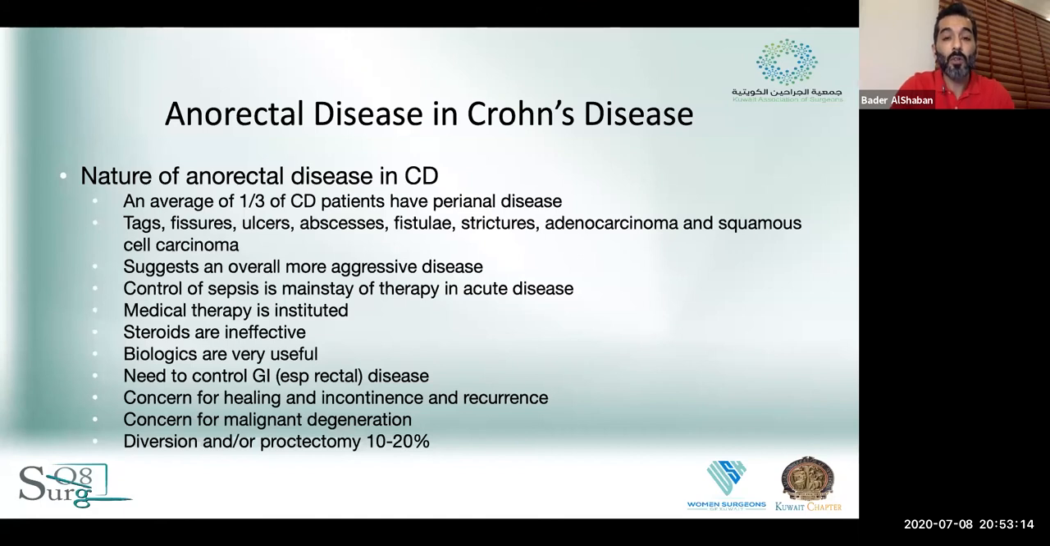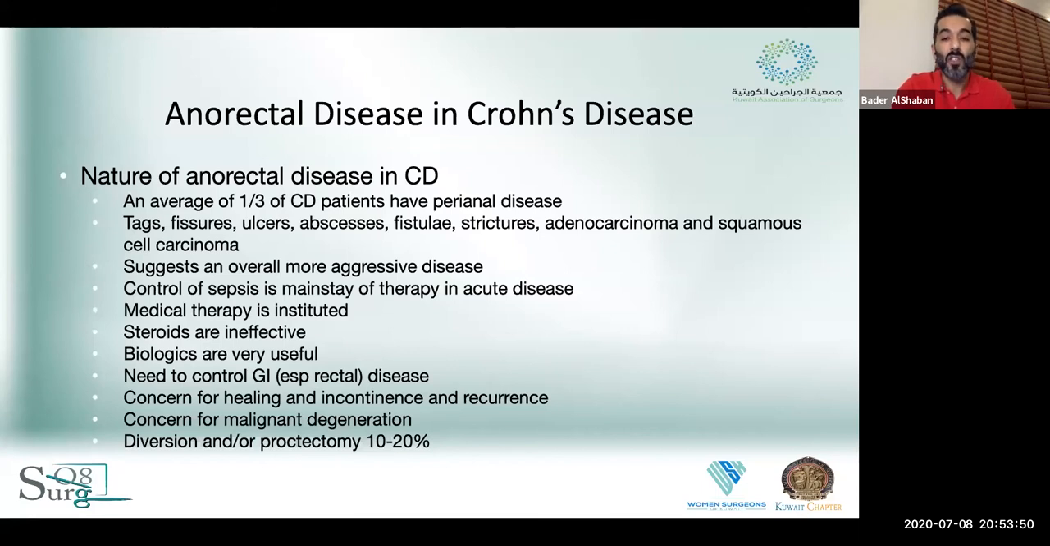It is also important to be able to differentiate Crohn's patients that present with simple perianal disease as a complication of what's going on during their bowel movements versus patients that actually do have Crohn's activity in their perianal region. They may present with anything from tags to fissures to ulcers to abscesses, fistulae, strictures, and the unfortunate complications of adenocarcinoma and squamous cell carcinoma. Overall, the presence of anorectal disease may suggest an overall more aggressive disease.